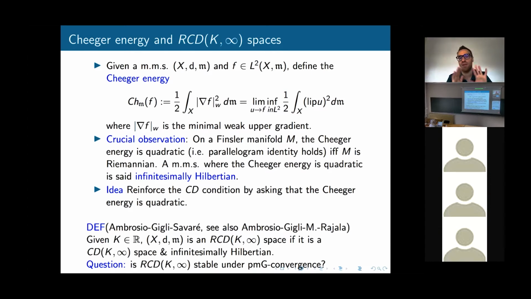Of course, here it is much more subtle because, as you have seen, you have many more things going into play, but the moral is that. Now, the RCD(K,∞), yeah.